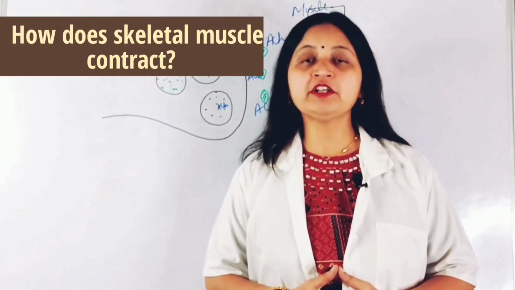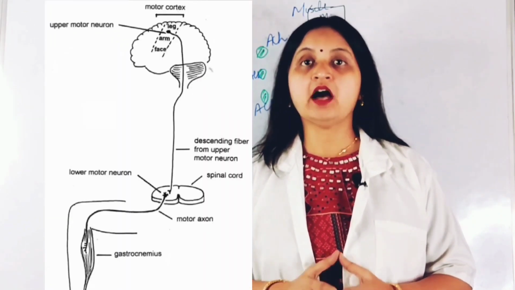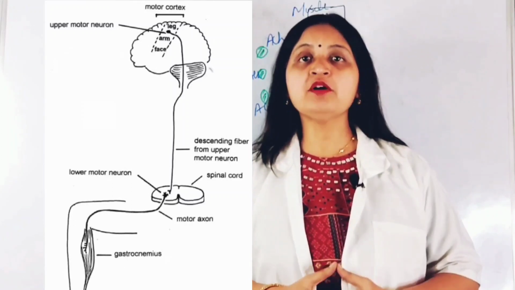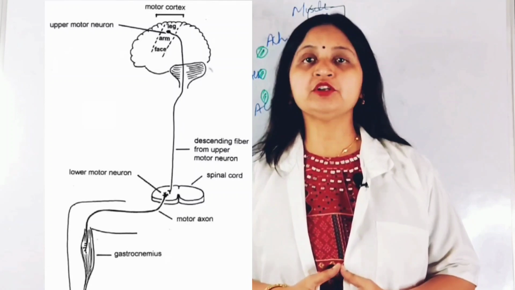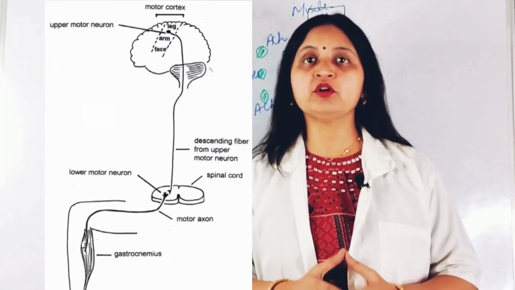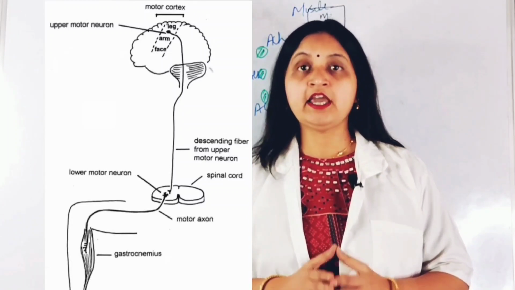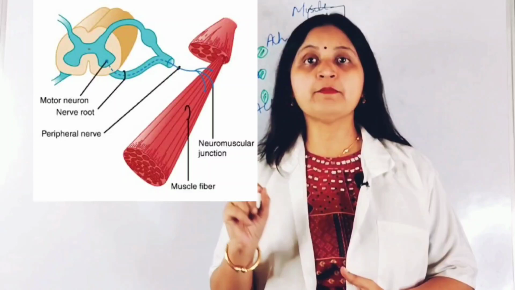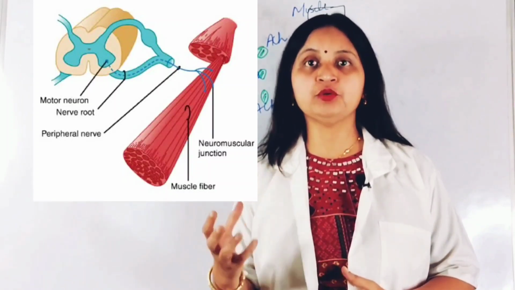There are two types of motor neurons that regulate skeletal muscle excitability. The upper motor neuron originates from the cerebral cortex and the lower motor neuron arises in the spinal cord. The upper motor neuron innervates the lower motor neuron, which in turn innervates the skeletal muscle. Each alpha motor neuron innervates about 200 muscle fibers, forming a complex known as the motor unit.